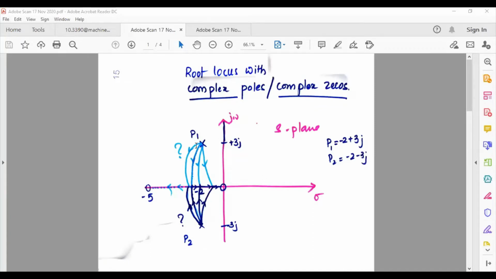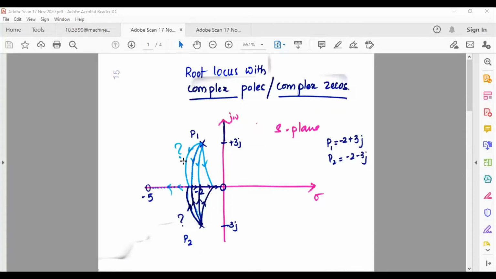Will it start like this? Will it start like this? There are infinite possibilities for the branch of the root locus to start from a complex pole. Infinite possibilities obviously is not a right solution. We should know exactly at what particular angle it will start. Then only is your root locus appropriate.